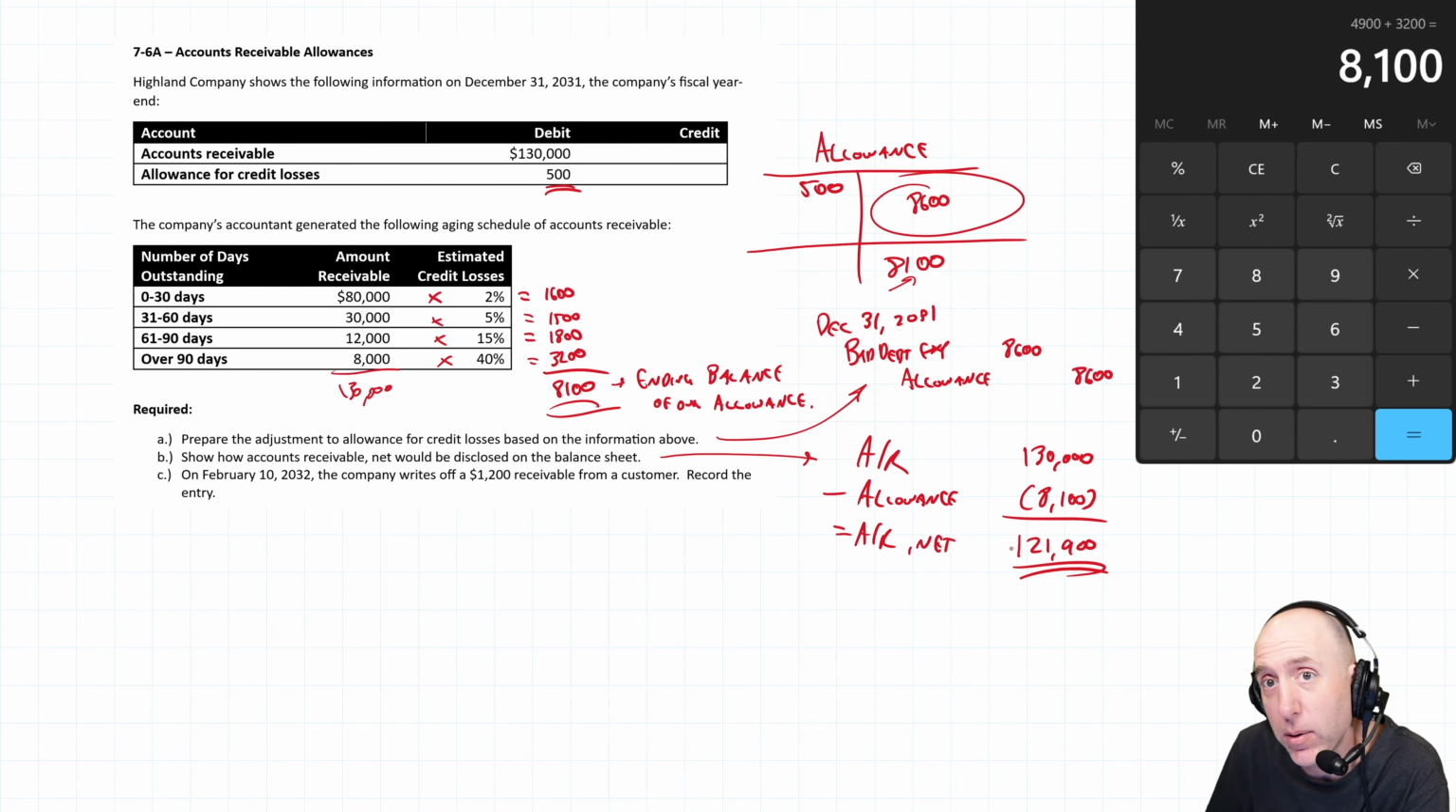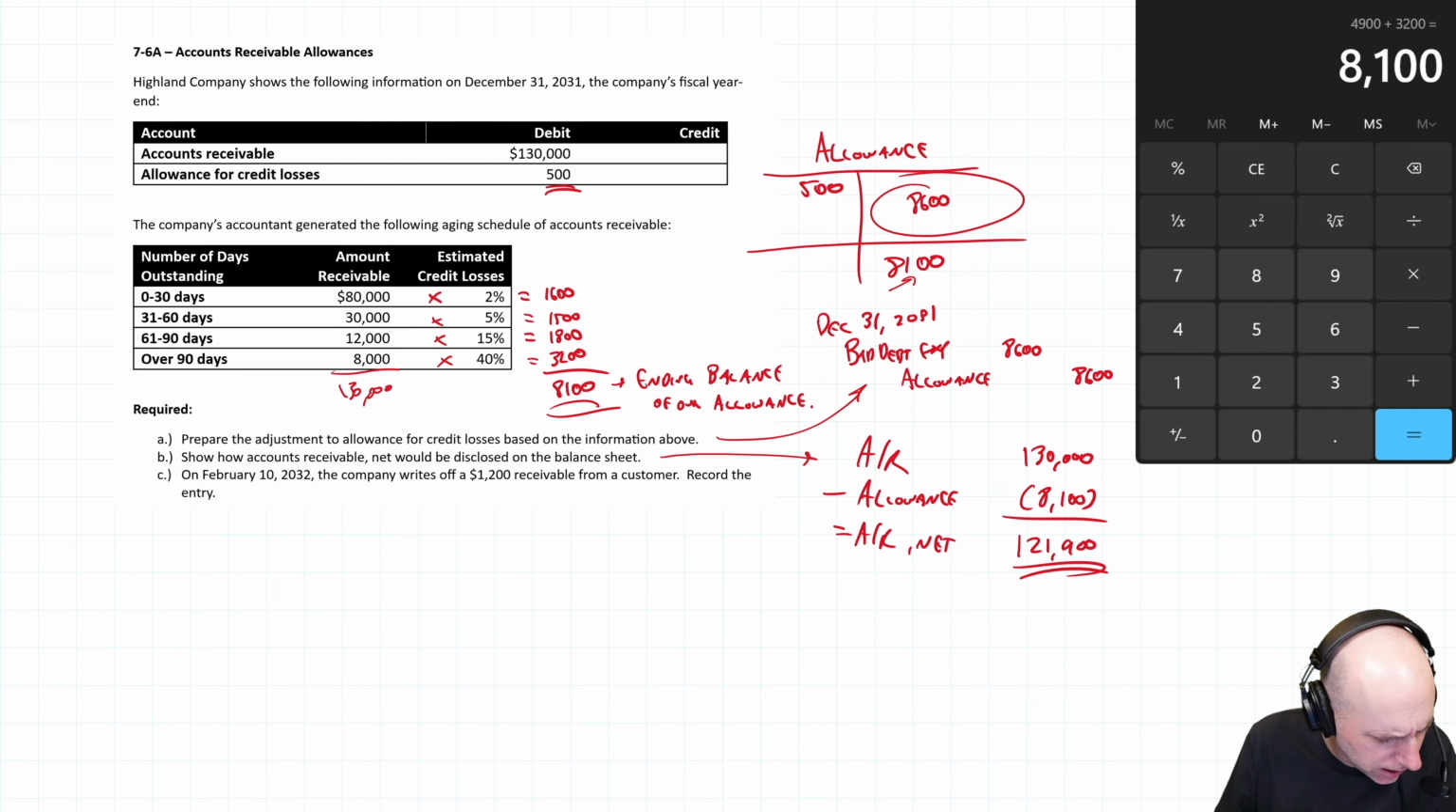That's the number we put beside accounts receivable on the balance sheet. So we show AR net of $121,900. That's the number that we think we can collect, and that's the value of our asset, the net value of our asset on the balance sheet.